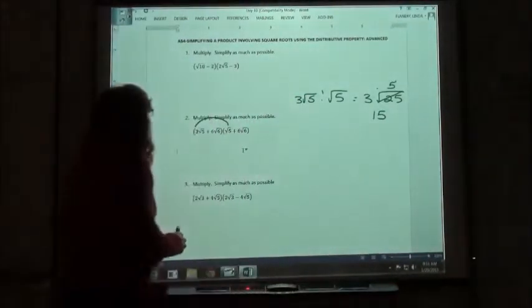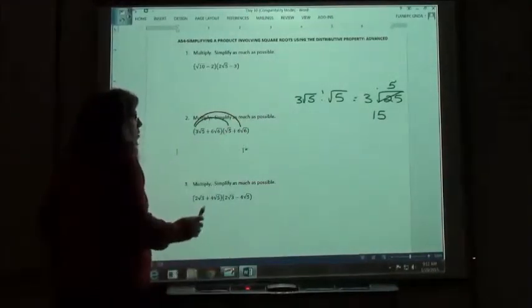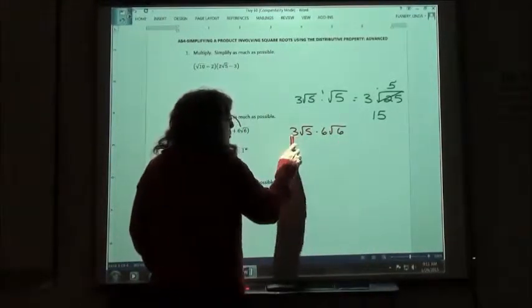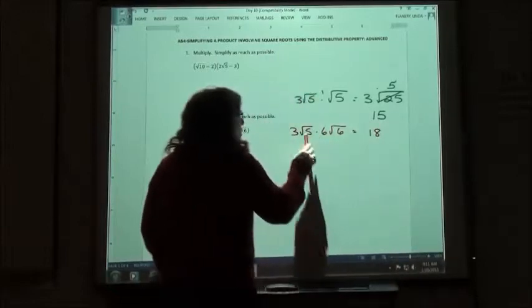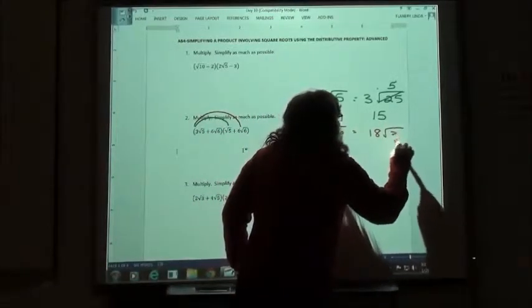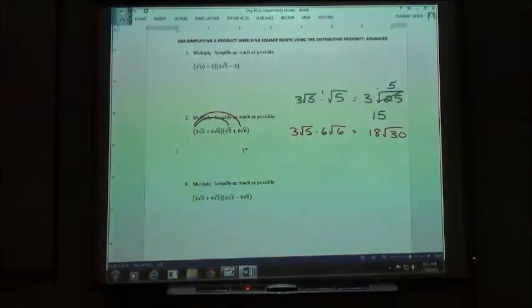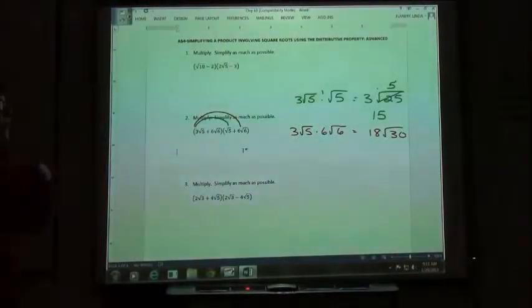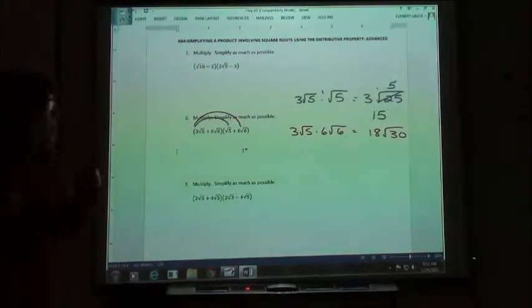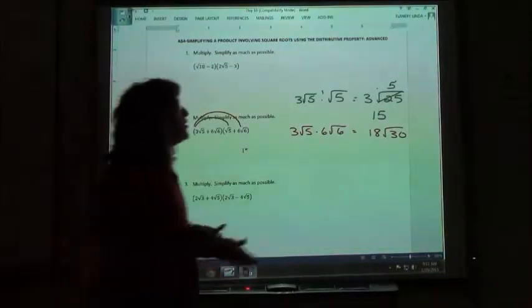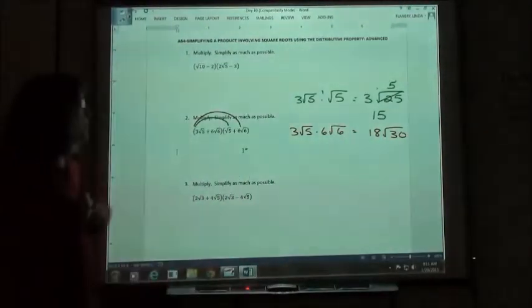We then have to do the outside pair. 3 square root of 5 times 6 square root of 6. The 3 times the 6 is 18. Square root of 5 times square root of 6 is square root of 30. Now 30 is kind of a big number, so you got to think, can I take out any perfect squares? My factors of 30, 1 times 30, and 30 is not a perfect square. 2 times 15, well 15 is not a perfect square. 3 times 10, 10 is not a perfect square. And 5 times 6, 6 is not a perfect square. So there's no factors that are perfect squares, so I just have to leave that big number underneath there, square root of 30.